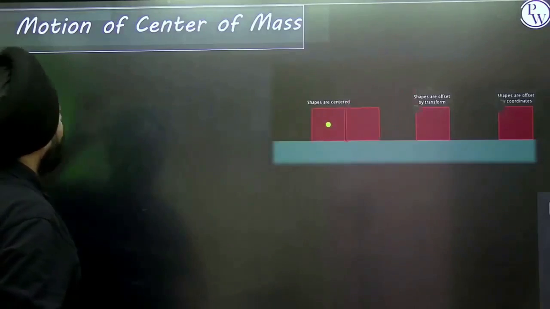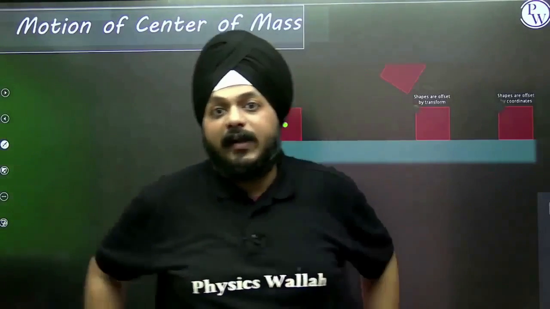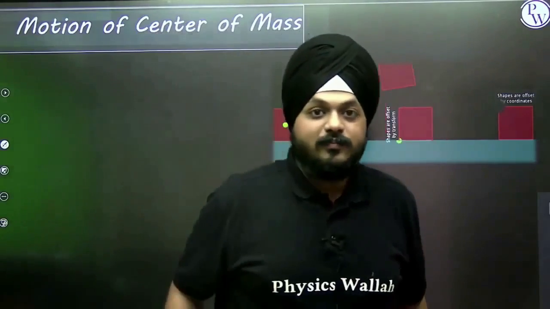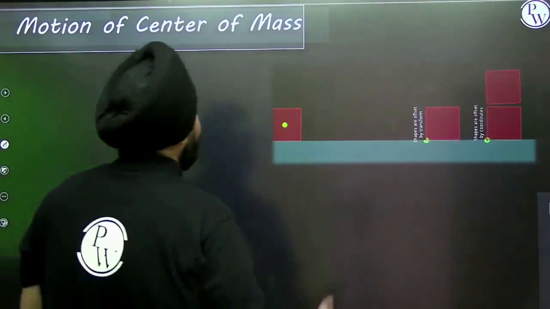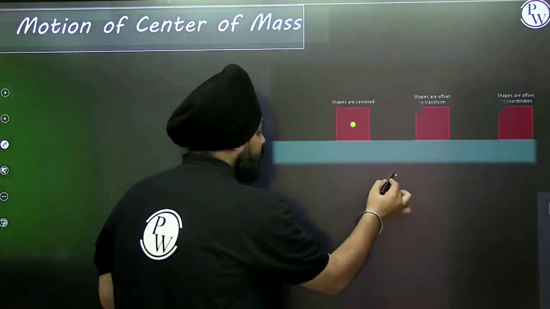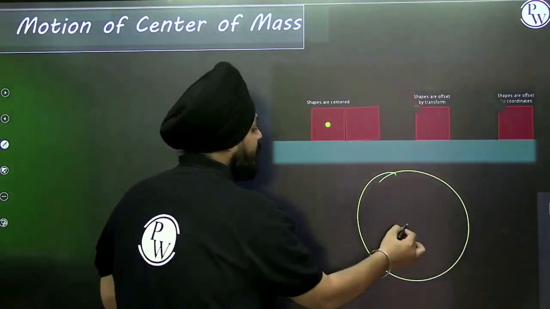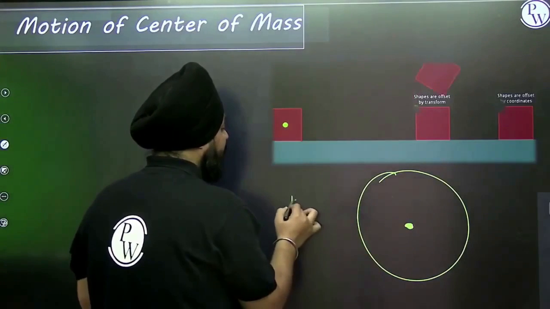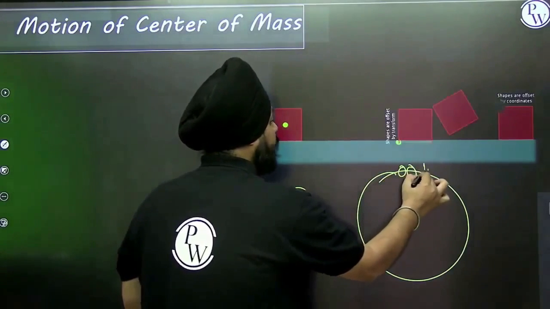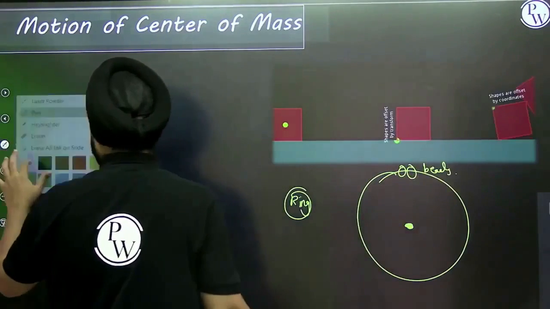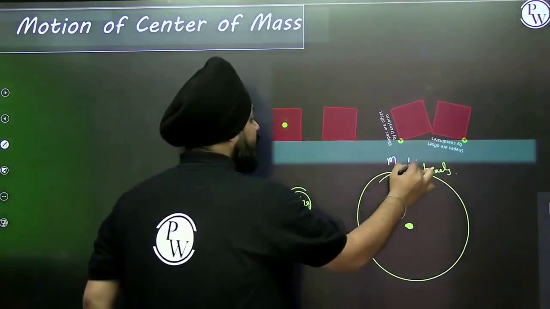Okay. Now, motion of the center of mass. It's a very important thing. Till now, we have located the center of mass. But this time we are going to understand the motion of the center of mass. We are having the visualizations in front. Let's take an example to understand. Suppose this is a ring kind of structure. Two beads are kept. One is of mass m, second is of mass m.